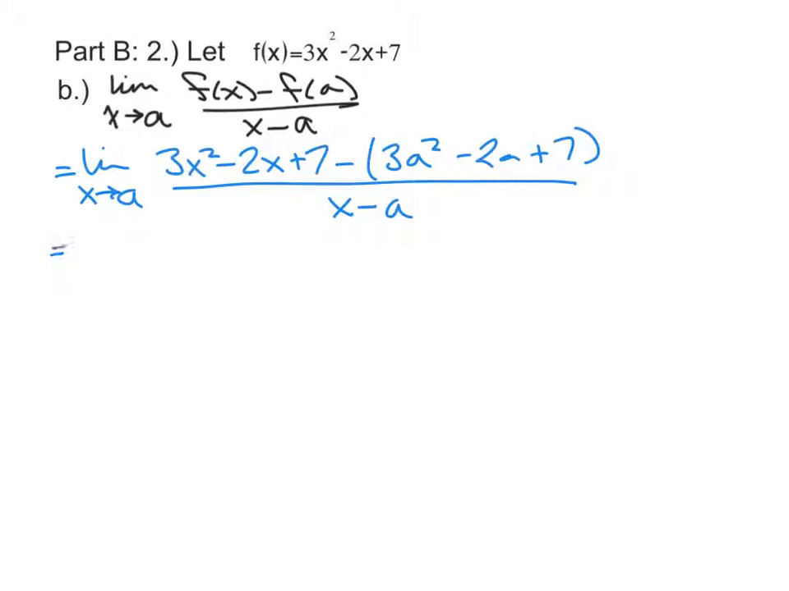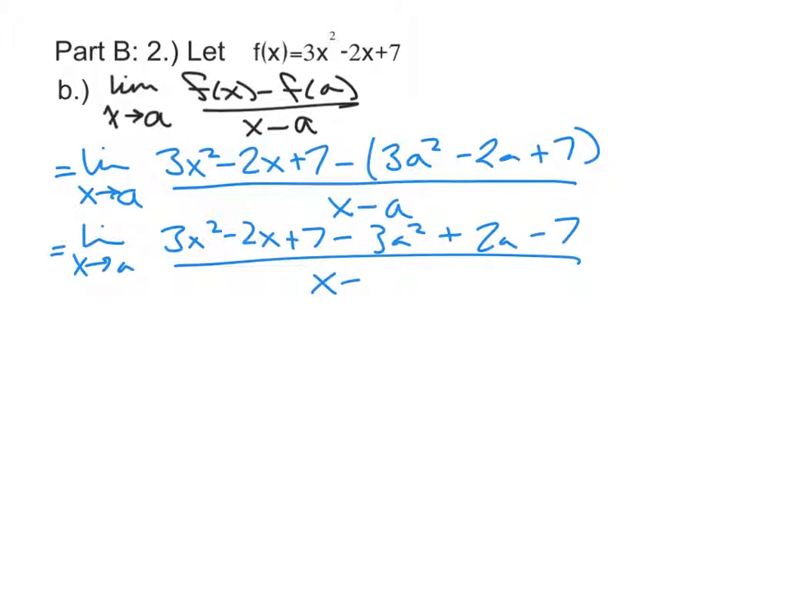We'll distribute the negative there, so the limit as x approaches a of 3x squared minus 2x plus 7 minus 3a squared plus 2a minus 7 over x minus a. Canceling will be just these sevens. And we see a lot of similarities in here. And when we want to factor it, we can't factor it when it's organized like this. So, in order to do it correctly, I'm going to take these things that are squared and put them right next to each other first.